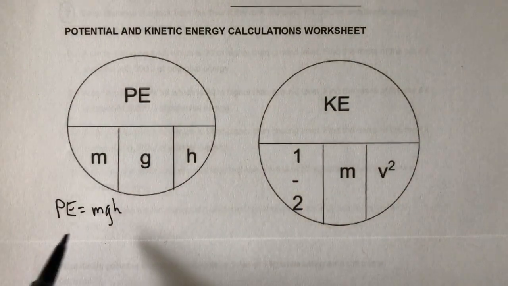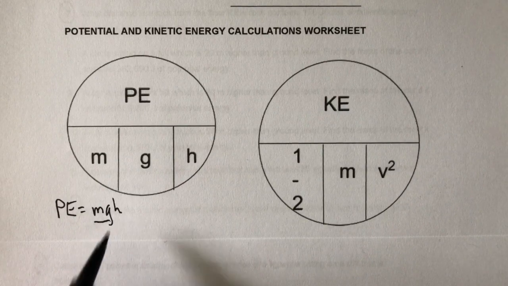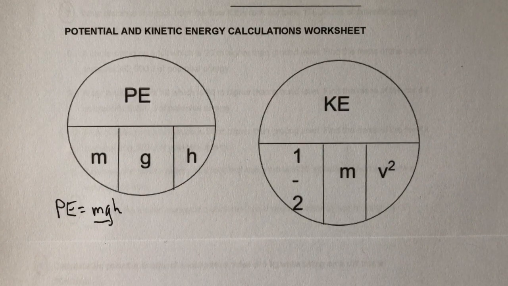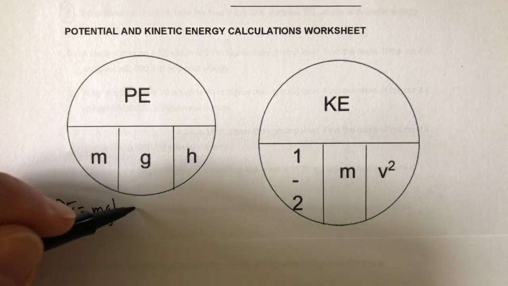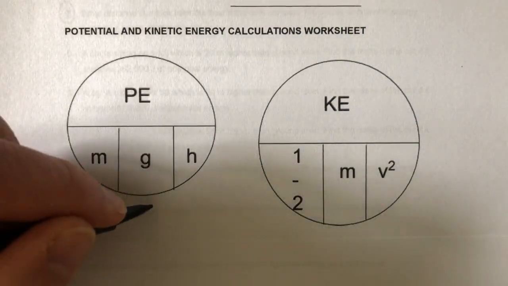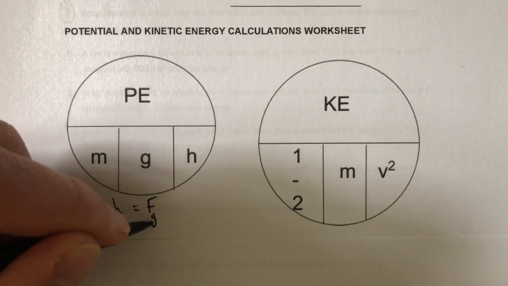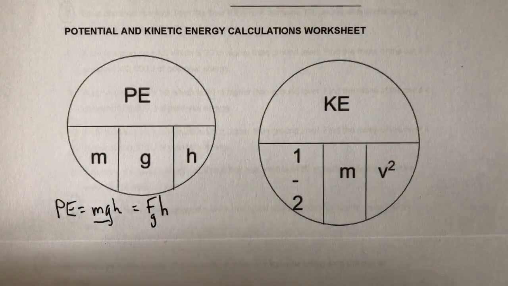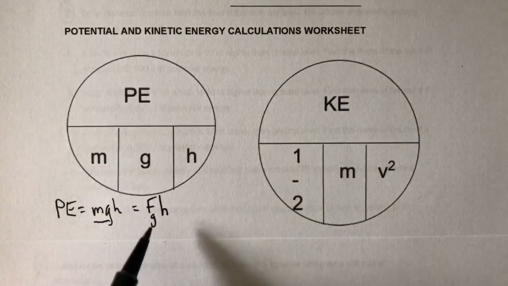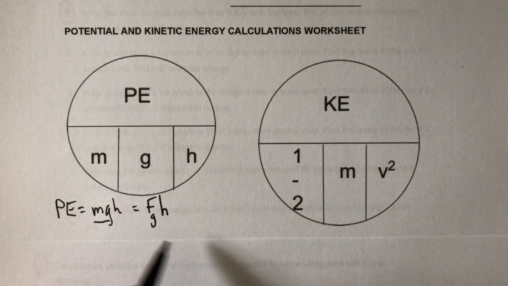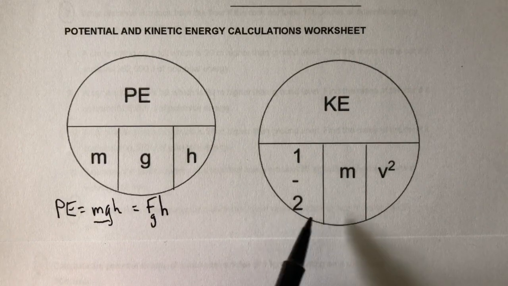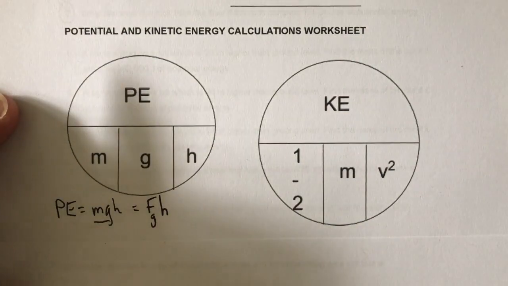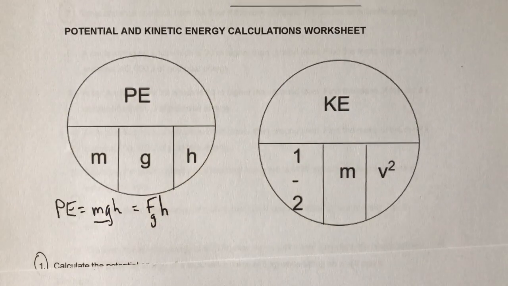I want you to notice something, that the first two letters here, mass times gravity or gravitational acceleration, are the same thing as weight. So we can actually write this equation as PE equals our weight times height, F sub g. So if you're doing a problem and it gives you the weight, then use this equation. All right, and then our other equation, 1/2 mv squared for kinetic energy. So I'm going to go through this and just do 5 of the problems, and then you're going to do the rest.